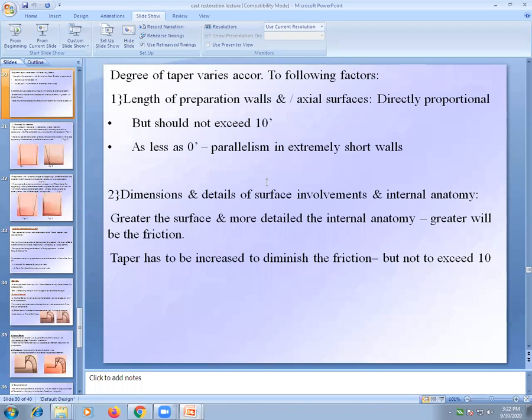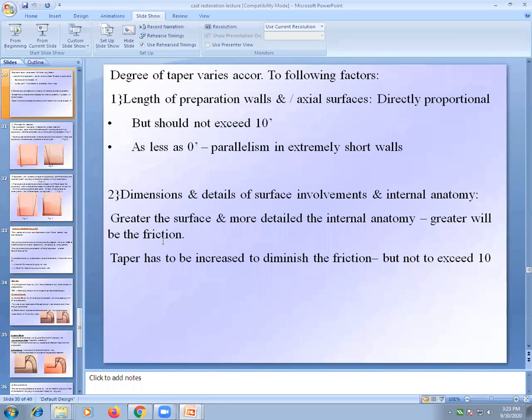So here the degree of taper varies according to the following factors, that is, the length of the preparation walls and/or the axial surface. It is directly proportional to the length of the preparation wall. It means if the length of the preparation wall is more, then your taper should be more, but it should not exceed 10 degrees. If your tooth is very short or your cavity depth is very less, then parallelism should be maintained.